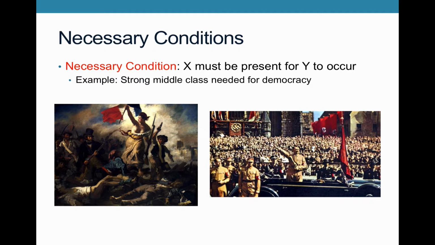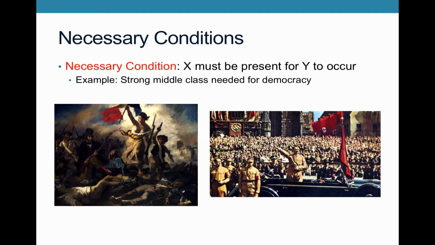First, necessary conditions. A necessary condition is one in which x must be present for y to occur. So your independent variable has to be there in order to ever see y. The example here is from Barrington Moore's book, The Social Origins of Democracy and Dictatorship. And he argues that if you don't have a strong middle class, you can't have democracy. In other words, no middle class, no democracy is the saying from his book.